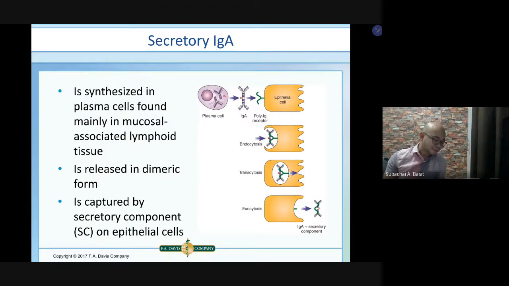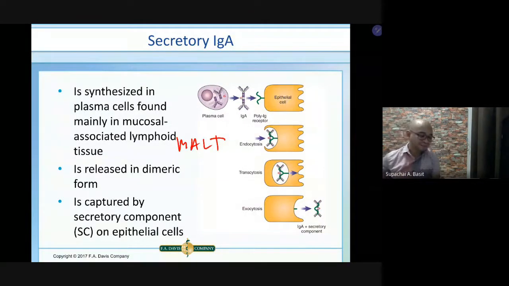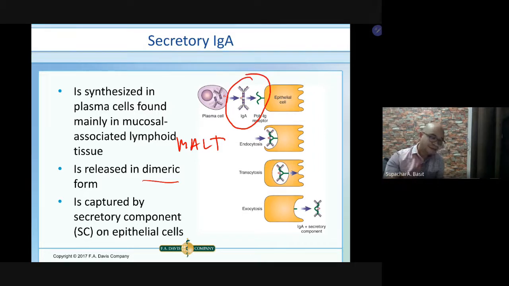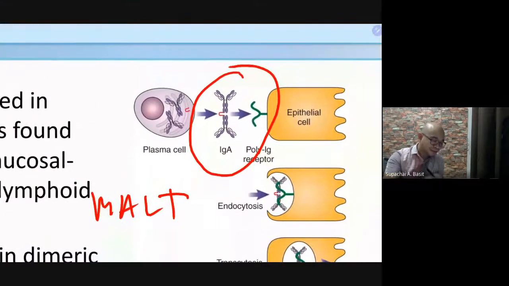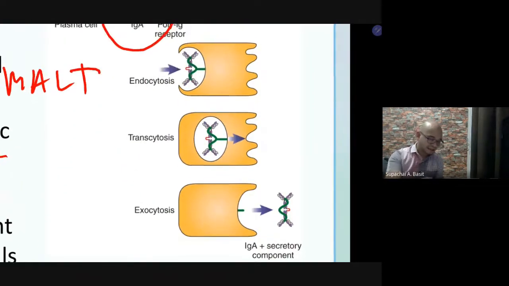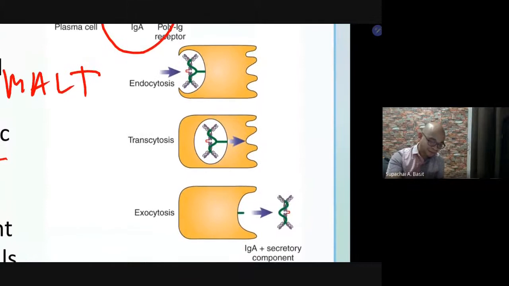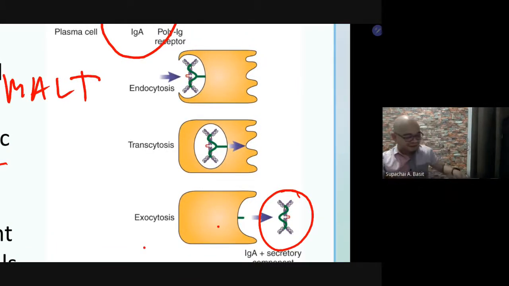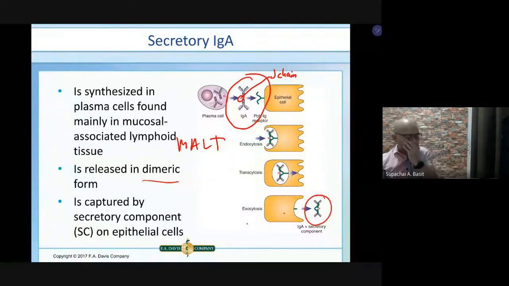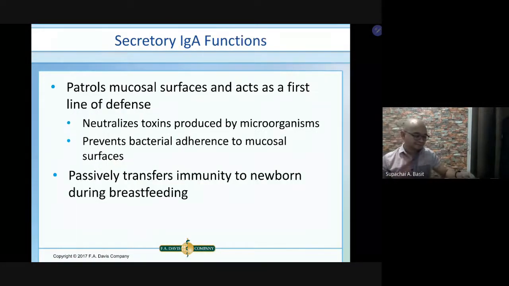So it is synthesized in plasma cells found in the mucosal associated lymphoid tissue, and it is released in dimeric form. So this is an example of a dimer. If you notice, if we enlarge this one, the dimer would still have the J chain to join the two monomers. And of course, the epithelial cells of the mucosal surface will now release the secretory IgA. So it is captured by the secretory component on the epithelial cells. So secretory IgA therefore is very important.